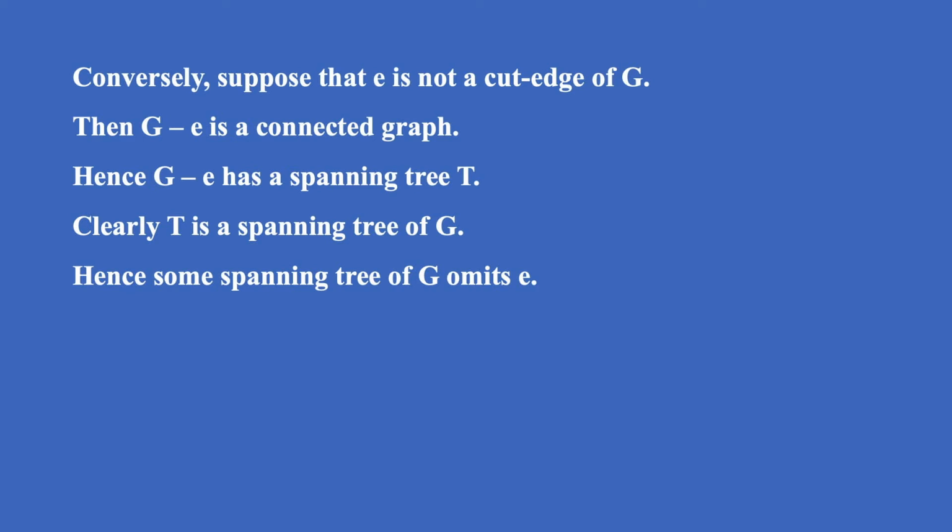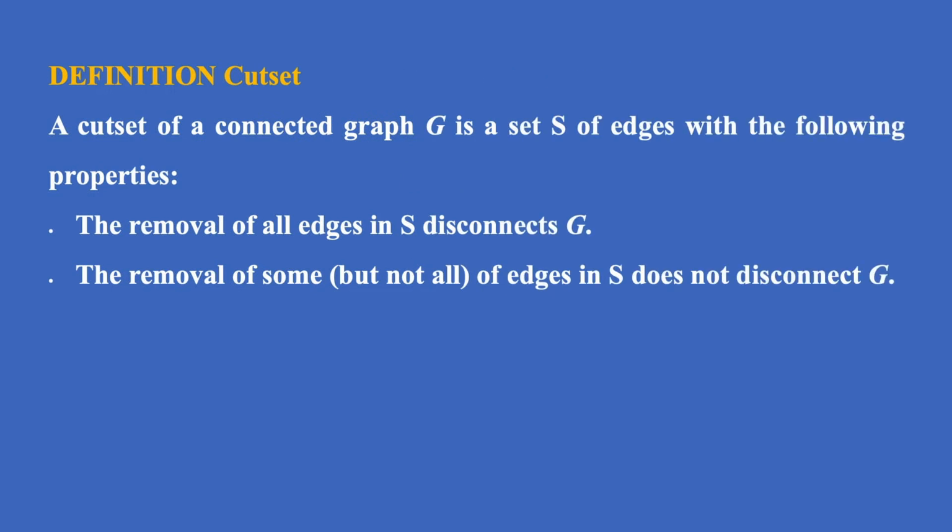Conversely, suppose that E is not a cut edge of G. Then G minus E is a connected graph, hence G minus E has a spanning tree T. Clearly, T is a spanning tree of G, hence some spanning tree of G omits E. Now, let us see the definition of a cut set. A cut set of a connected graph G is a set S of edges with the following properties. The removal of all the edges in S disconnects G. The removal of some but not all of the edges in S does not disconnect G.